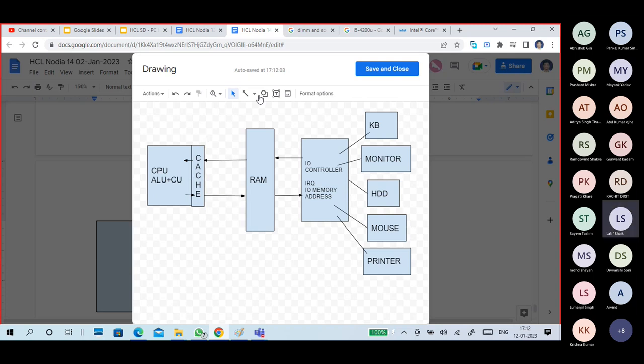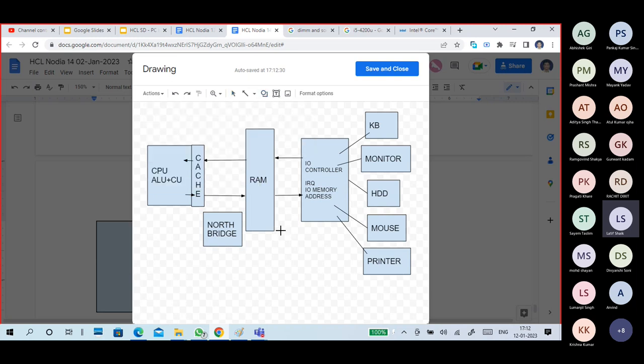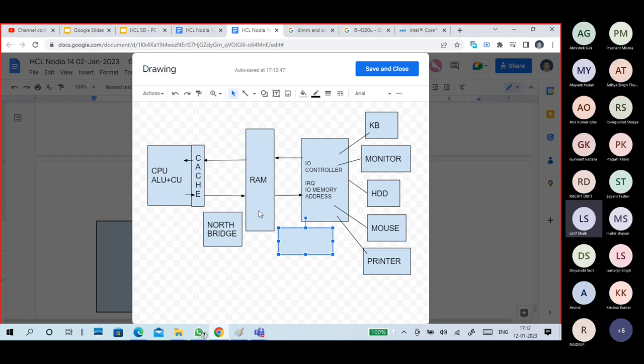Okay, guys, so you know there is one thing called a north bridge. Nowadays the north bridge and south bridge are not shown. What is a north bridge? The north bridge will control the communication from CPU to RAM only. North bridge will control the communication between RAM and CPU. And another one is the south bridge.